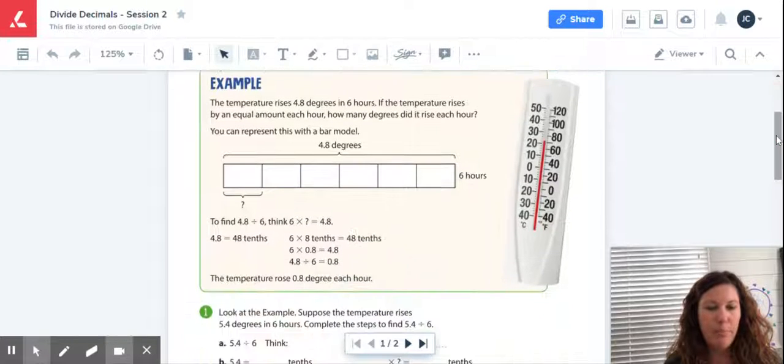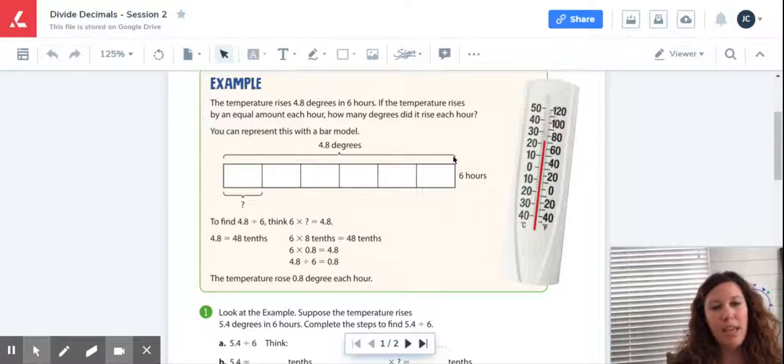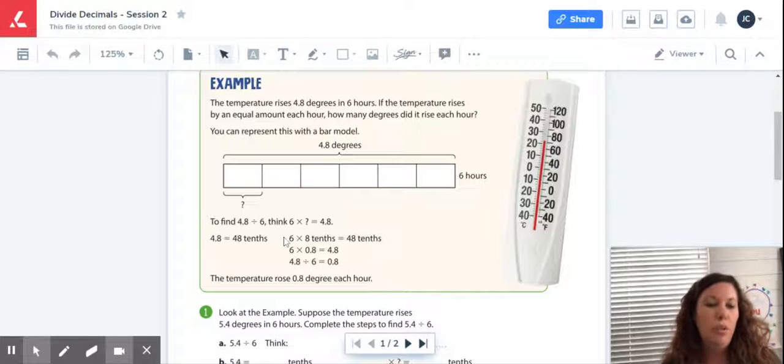We have an example here, and they use the bar model. So the temperature is 4.8 degrees. That is the total of the bar model. If the temperature rises by an equal amount each hour, how many degrees did it rise each hour? So that's why there's a question mark here. And then you can represent this with a bar model, which we have here. And this is a total of 6 hours, okay? So then if you divide 4.8 by 6, you are going to get 0.8 because 6 times 8 is 48. But remember, this is 48 tenths. So then the answer is 8 tenths.